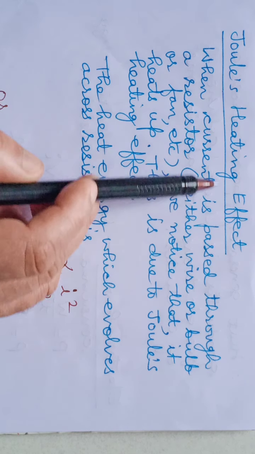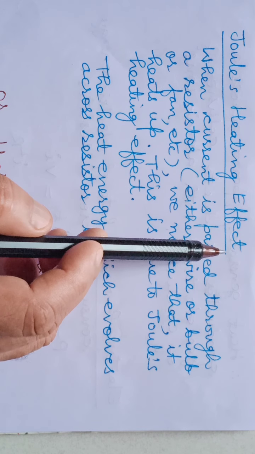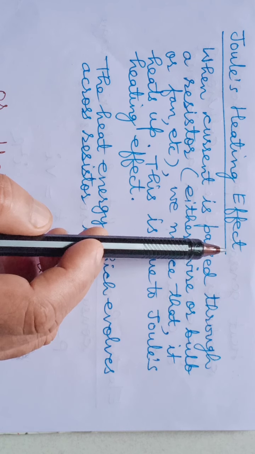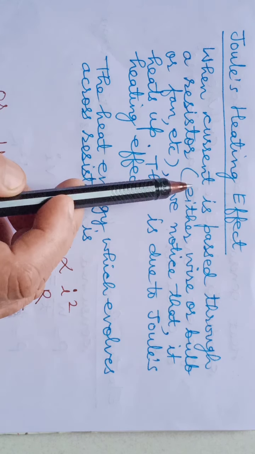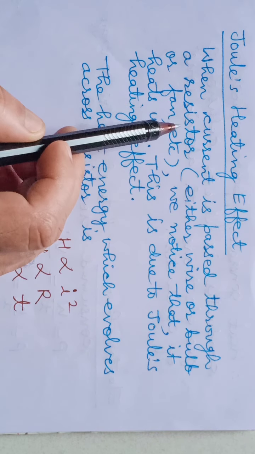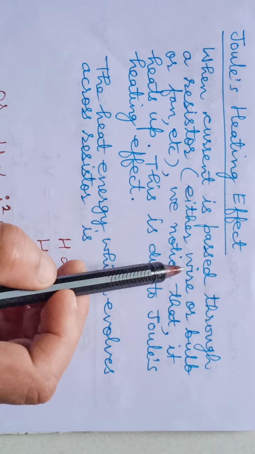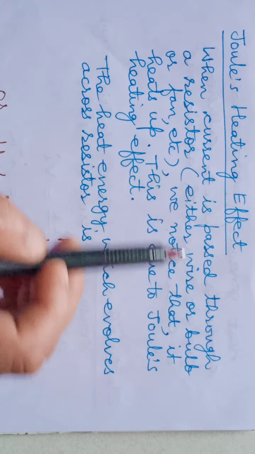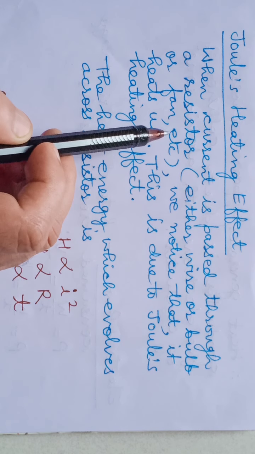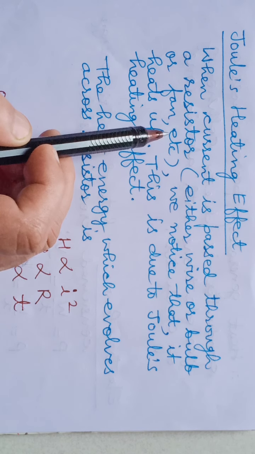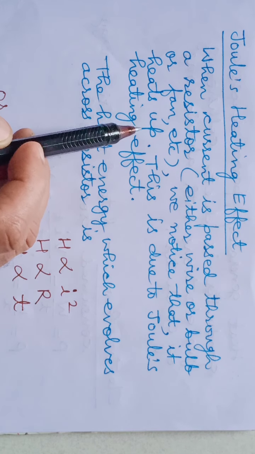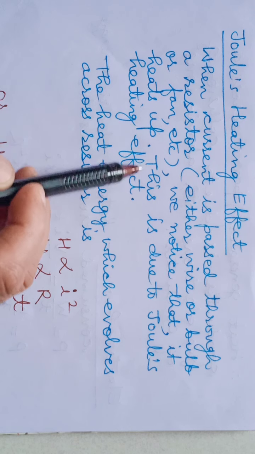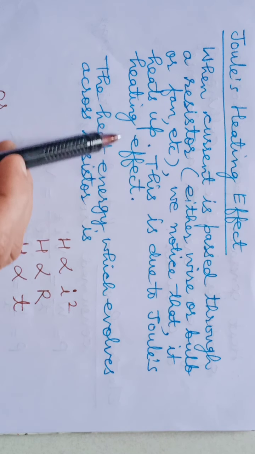Joule propounded a law of Joule's heating effect. When current is passed through a resistor, either a conductor wire, or a bulb, or a fan, or any electrical gadget, we notice that it heats up. This is due to Joule's heating effect.